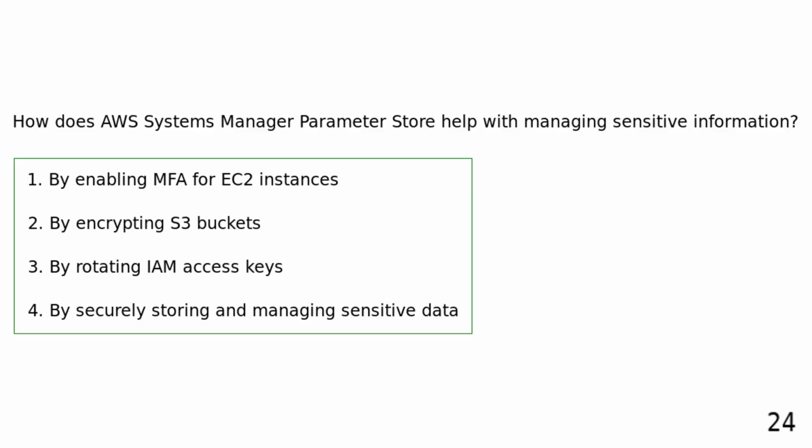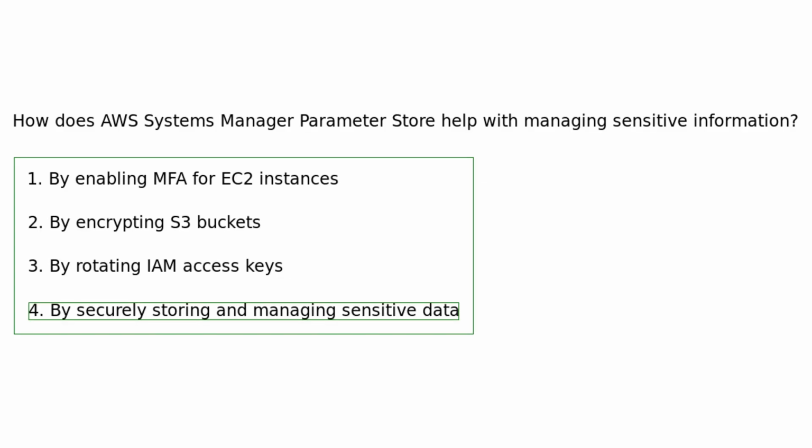How does AWS Systems Manager Parameter Store help with managing sensitive information? By enabling MFA for EC2 instances. By encrypting S3 buckets. By rotating IAM access keys. By securely storing and managing sensitive data. AWS Systems Manager Parameter Store helps with managing sensitive information by securely storing and managing sensitive data such as passwords, database strings, and API keys in a centralized location.